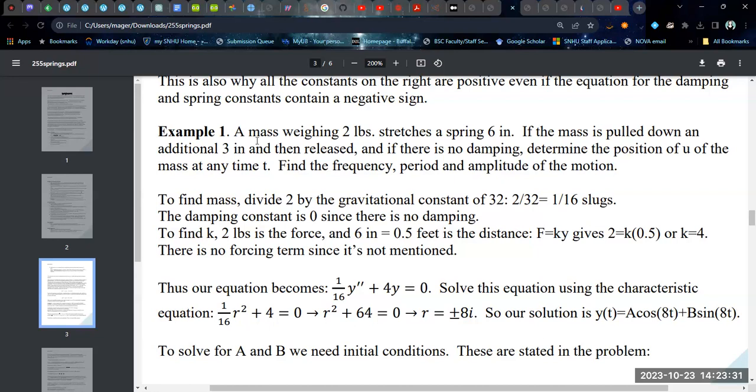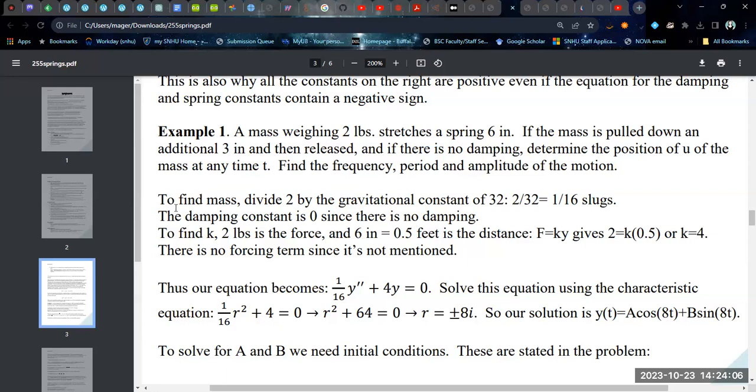So here, our first example, I tried to keep it relatively simple so that it would be easy after our long introduction to get to a solution. A mass weighing 2 pounds stretches a spring 6 inches. If the mass is pulled down an additional 3 inches and then released, and if there is no damping, determine the position of the mass at any time t. Now you can change the variable that you're using here. You can call it y, you can call it u, whatever. Find the frequency, period, and amplitude of the motion.